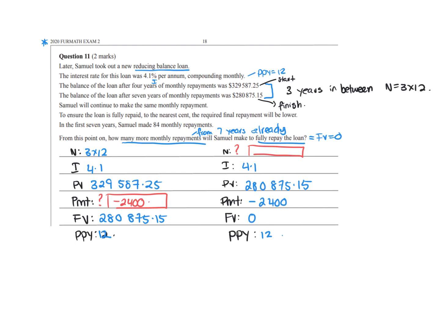Okay, so when I do that, I got 149.7. So that would really be, if I go to 150, the last one is going to be less because it's not quite 150. So that helps. And they did say the final repayment will be lower. So how many more monthly repayments? There will be 150. 150 more monthly repayments.